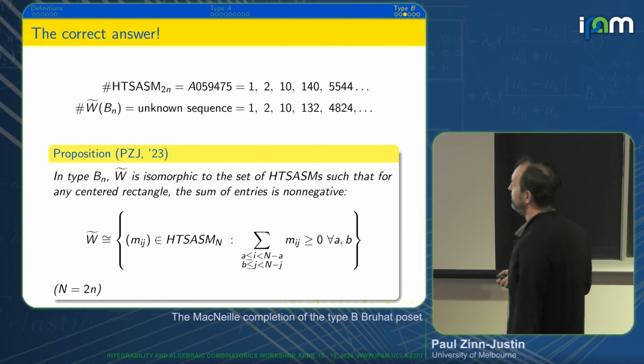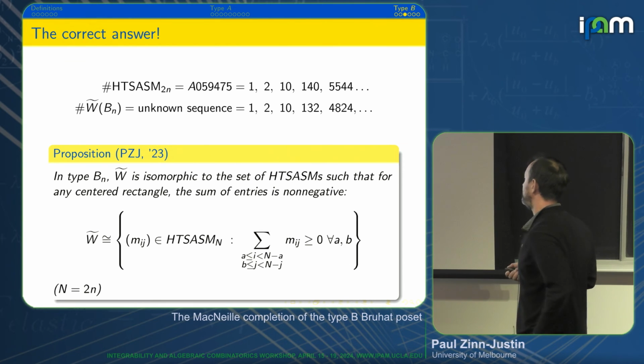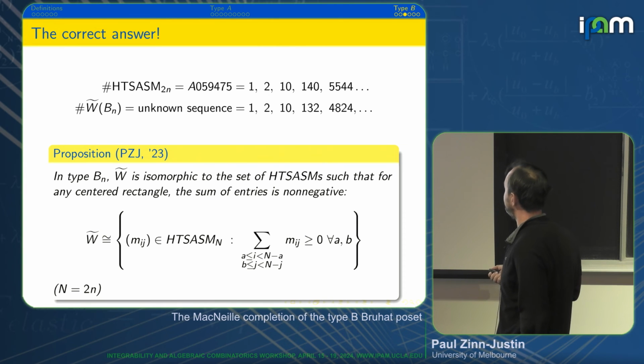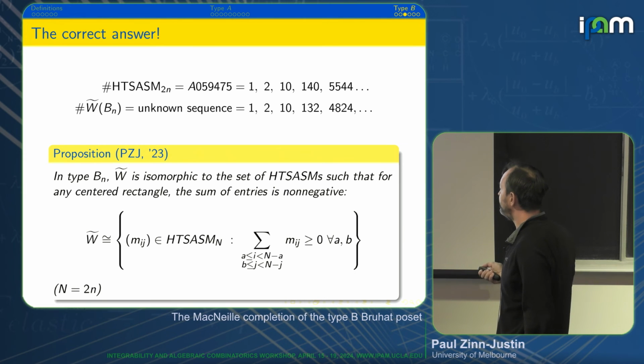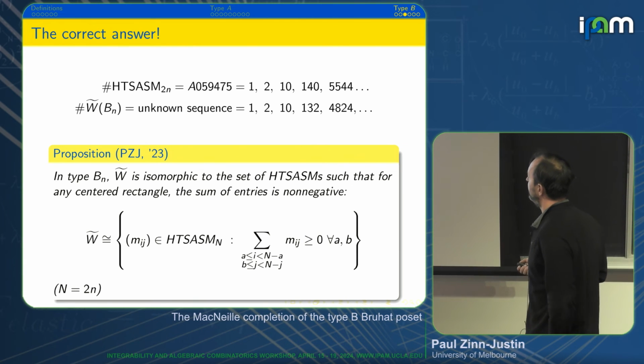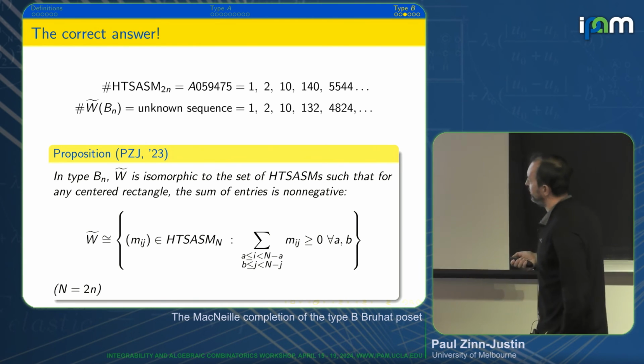So in type B, W tilde, the MacNeille completion of the type B Bruhat poset, is actually isomorphic to the set of HTS ASMs such that for any centered rectangle, so you take any sub-rectangle in your half-turn symmetric ASM, the sum of entries is actually non-negative. Okay, so the explicit expression is given here. So that's this weird constraint in the middle.